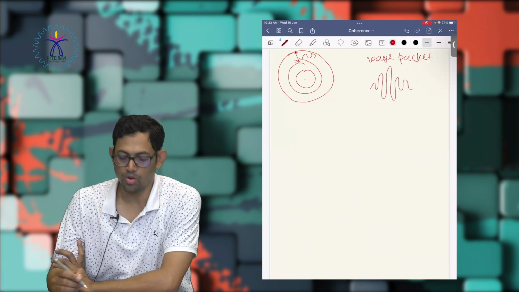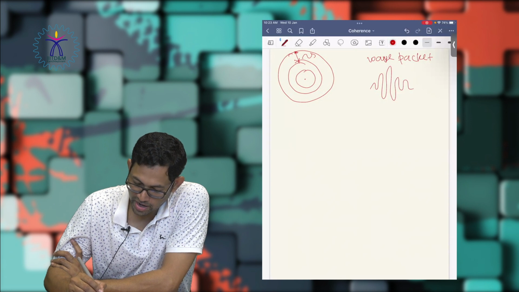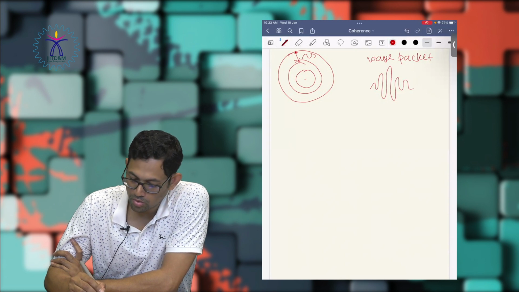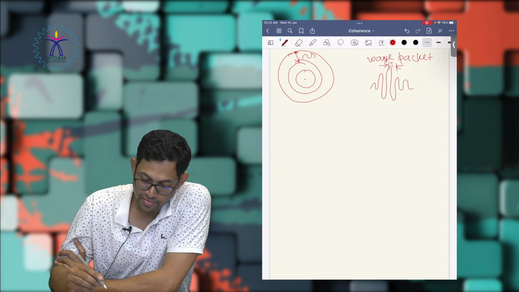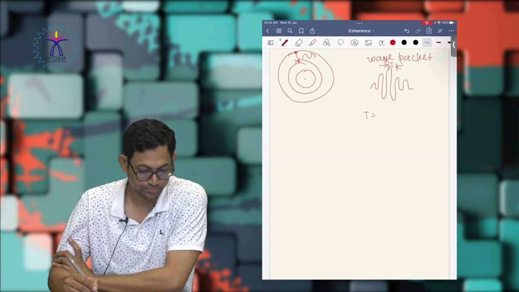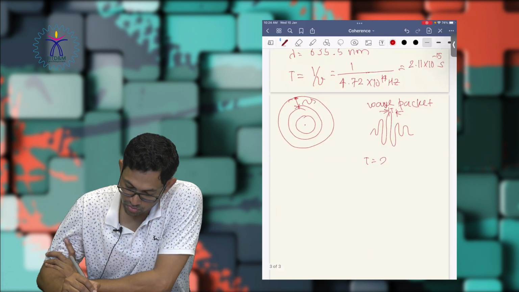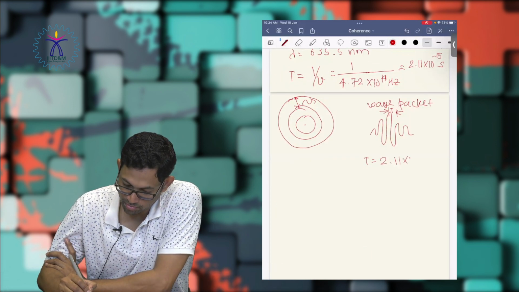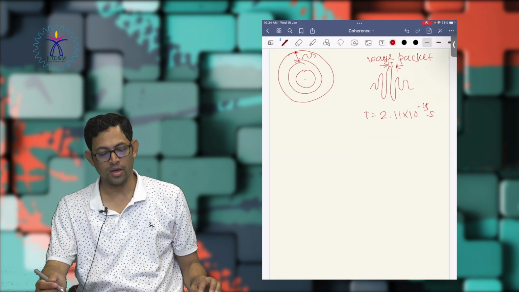Okay, so now we know what your delta t is. Delta t is nothing but the time between two peaks, right? So it could be this peak and this peak. So this could be the t, and we calculated it as around 2.11 times 10 power minus 15 seconds. So this is the time period that we are talking about, right? It's very small.